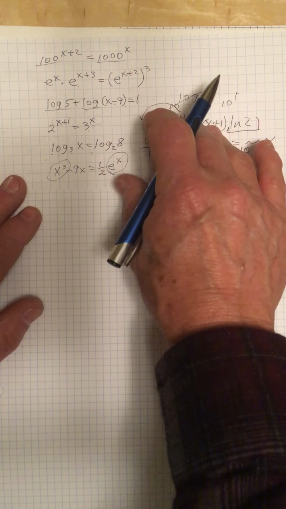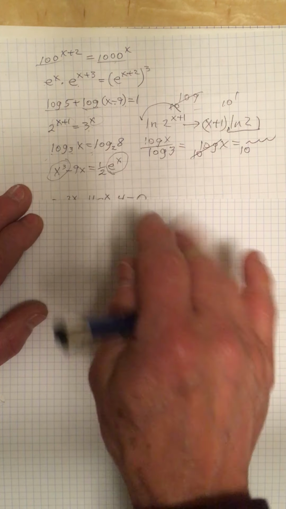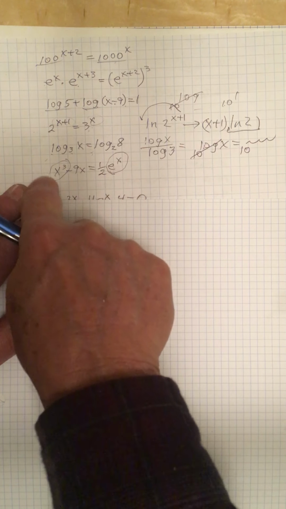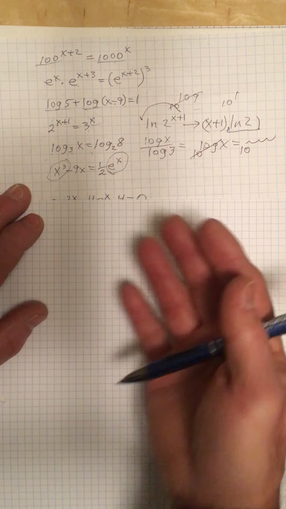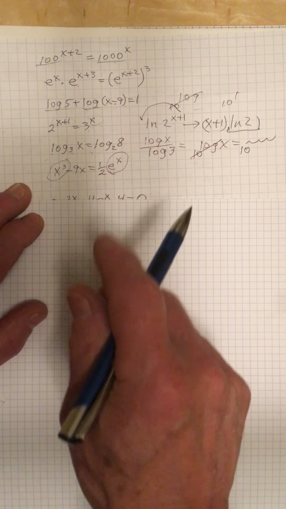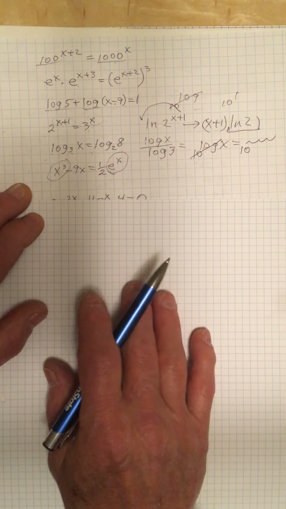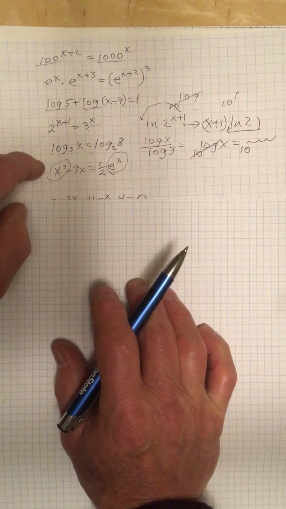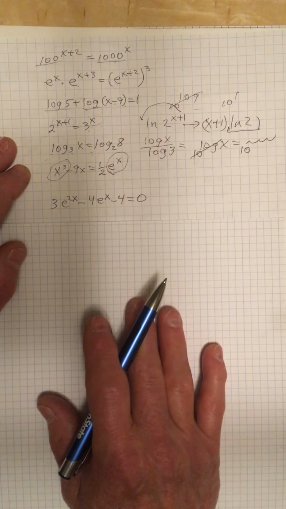So you can mess around and try to solve these, but generally speaking, when you see a mix of items in the equation, you can't solve it. It has to be done with software and looking for the intersection of the various graphs. So we had an example of that in a previous section.